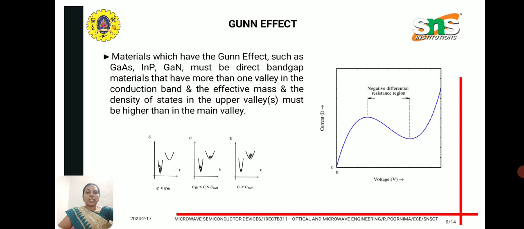The materials which show the Gunn effect are gallium arsenide, indium phosphide and gallium nitride. These are direct bandgap materials. That is, they have more than one valley in the conduction band, and the effective mass and density of states of the upper valley must be higher than the main valley. This is the reason we get negative differential resistance.